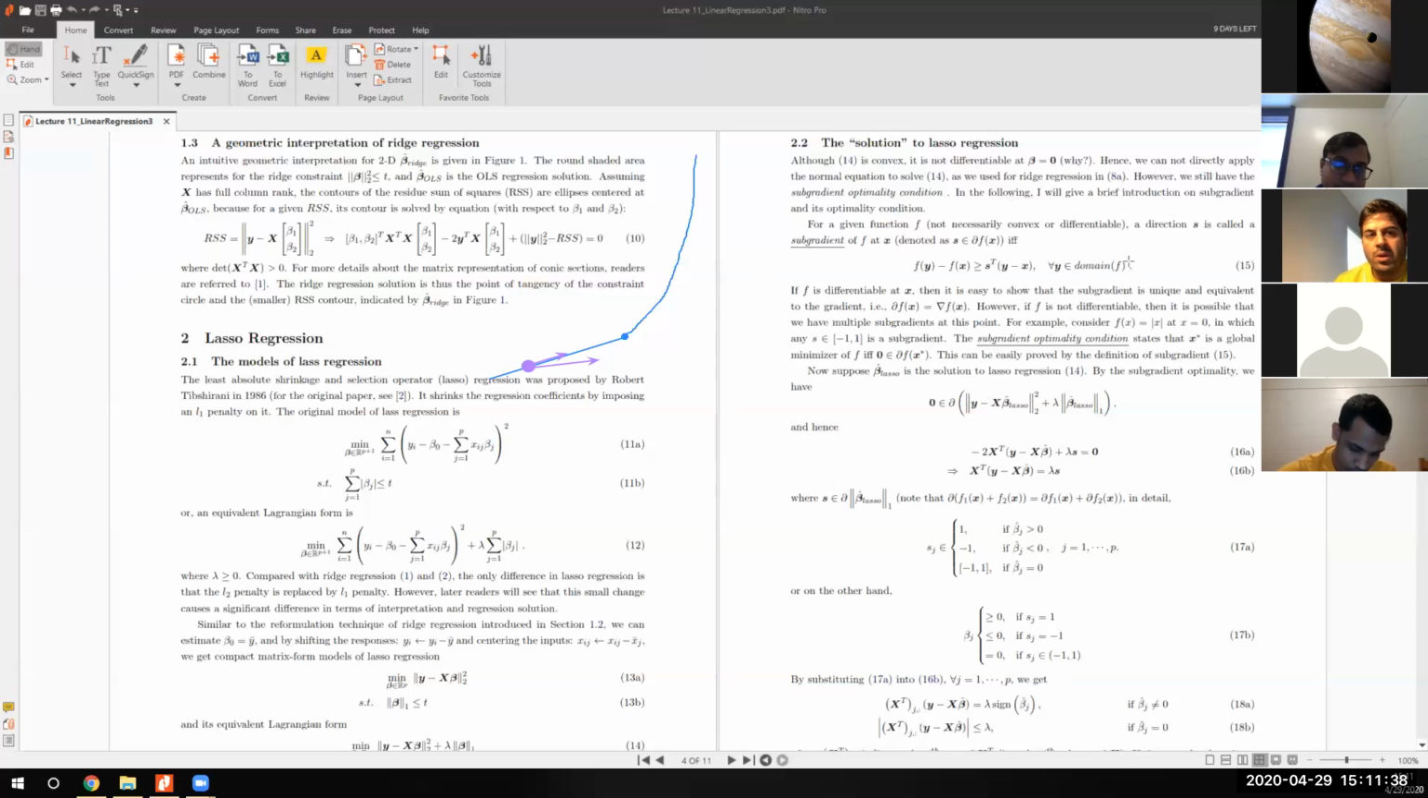And we do have a general conclusion, which is actually very easy to prove, that if a function at one point is differentiable, then the subgradient must equal the gradient. In other words, you have only one subgradient if it's differentiable.